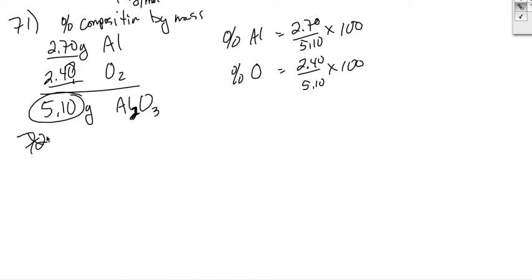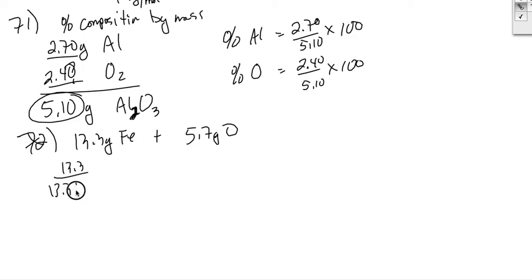Same thing with number 72. They tell you that you've got 13.3 grams of iron, and that's going to combine with 5.7 grams of oxygen. Well, that means the total is going to be the sum of those two. So for iron, it's going to be the 13.3 over the total times 100. And then for oxygen, it's going to be the 5.7 over the total times 100.